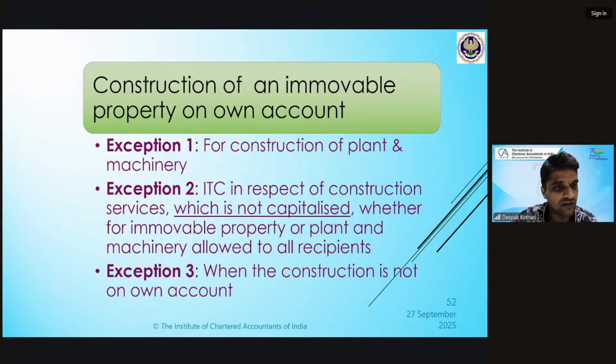Good number of questions. Sir, in works contract, repair is also mentioned. Then why is ITC allowed on repair if it is not capitalized? Because that's an exception, right? They've said if you do a repair and you capitalize it, then I will not give you credit. But if you do repair and you don't capitalize it, that's the exception which I will give to you.